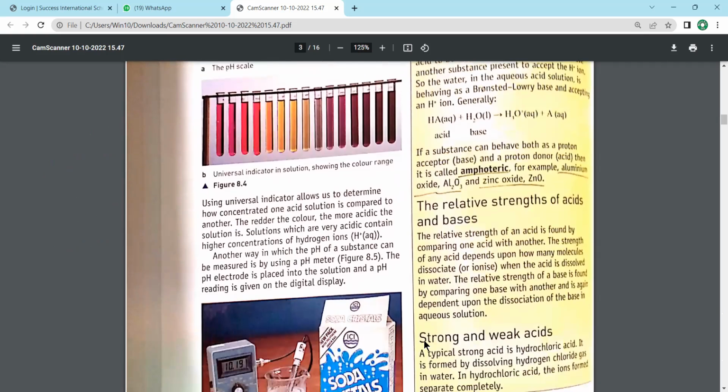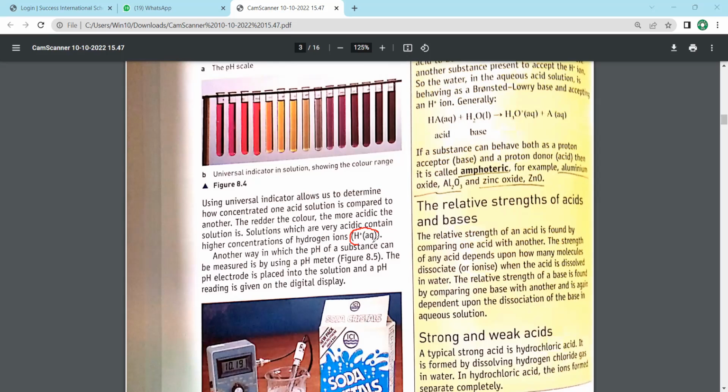Now, using universal indicator allows us to determine how concentrated one acid solution is compared to another. You can see from here: the redder the color, the more acidic the solution is. Solutions which are very acidic contain a higher concentration of hydrogen ion, meaning H positive ion. You know very well about this.